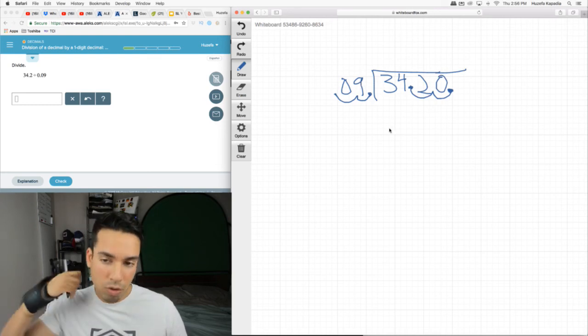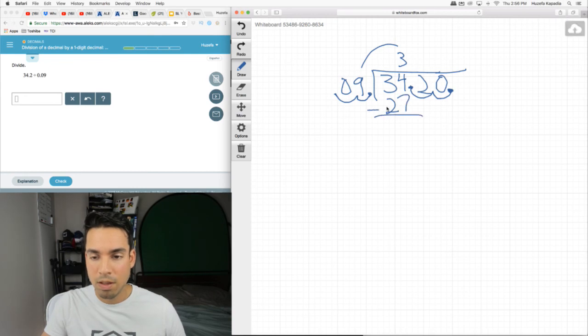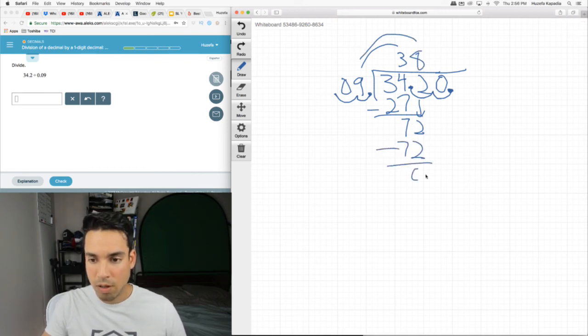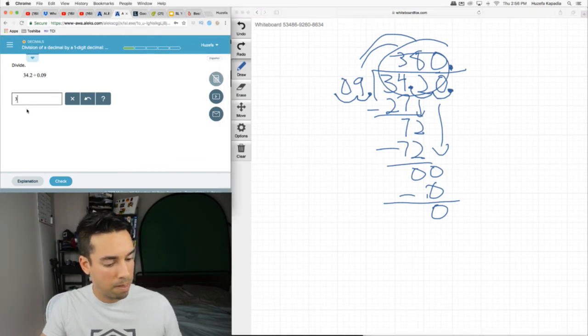It's like 3,420 divided by 9. That's all it is. So 9 goes into 34 3 times. 3 times 9 is 27. 34 minus 27 is 7. Bring down the 2. 9 goes into 72 8 times. 8 times 9 is 72. Bring down the 0. And 9 goes into 0 0 times. Right? The decimal would be up there, but we've got no remainder. And we're done right at this point. So the final answer is 380.